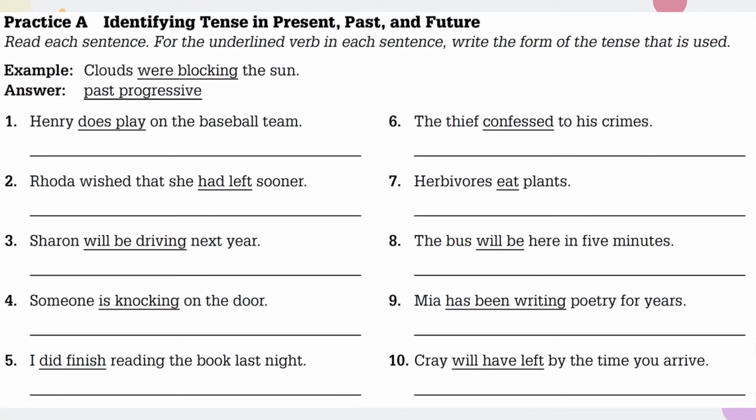All right, the first practice, identifying tense in present, past, and future. Read each sentence. For the underlined verb in each sentence, write the form of the tense that is used. So basically here I need just to read the underlined form and tell which tense it is exactly. Clouds were blocking the sun. So were blocking, which tense? Were is in the past, verb to be in the past, then we have the main verb to block, then we have the ing. So definitely it is past progressive or past continuous, depending on how you know it.